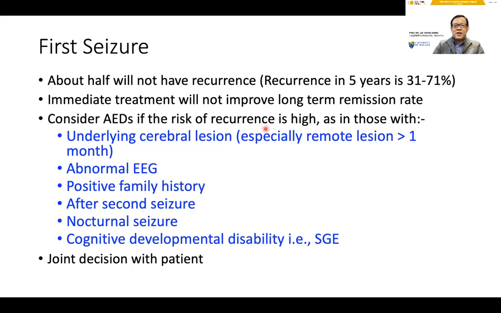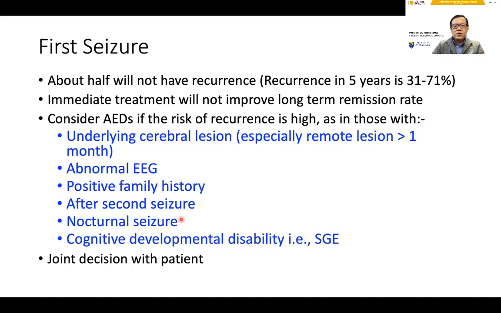And in the 2014 definition, we use the risk as high as 60%. So firstly, if someone has underlying structural lesions, especially if the lesion is more than a month old, if someone has abnormal EEG findings, or positive family history, and second seizures, nocturnal seizures, or cognitive developmental disability, then we know that the likelihood of recurrence is high.